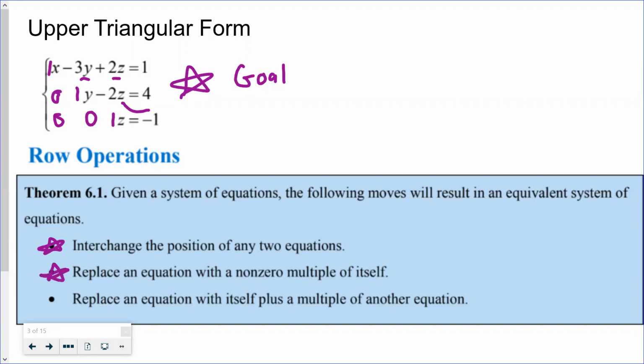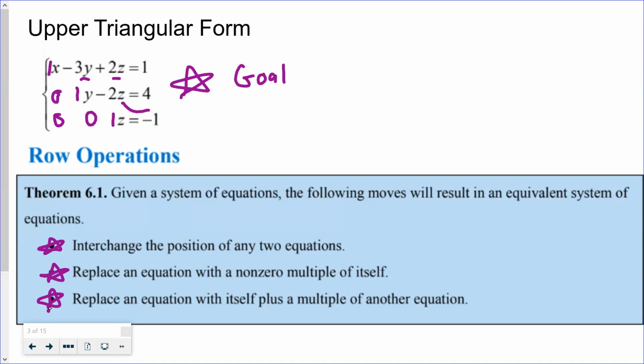The second move we can do in this game is we can replace an equation with a non-zero multiple of itself. What that means is I could times a row by 2. I could divide a row by 3. I can multiply it or divide it by any constant as long as it's not 0. The one that we're going to use the most, though, is this last one, when we replace an equation with itself plus a multiple of another equation.